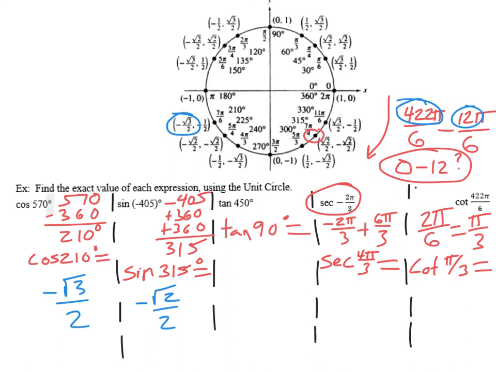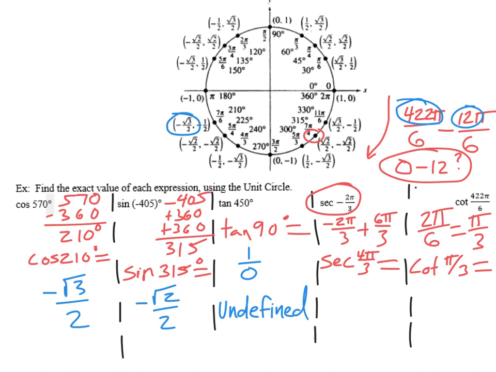Tangent of 90, right? That is y over x, right? Ooh, we can't divide by 0. This is the first we've seen this. We'll see it again. Both tangent and cotangent from time to time can be undefined, right? There's no number for the tangent of 90 degrees, okay?